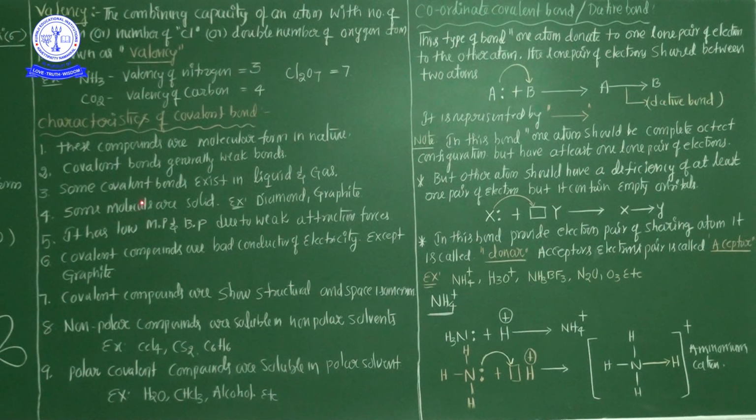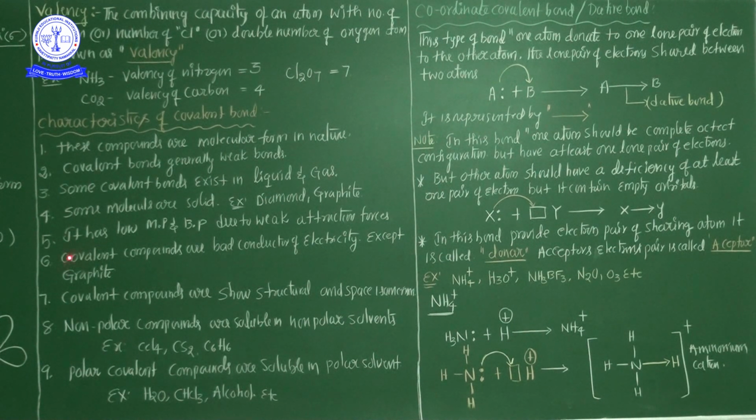But some of the covalent compounds exist as solids. The best examples are diamond and graphite. So mostly covalent molecules generally exist in the liquid and gaseous states, but a few exist in the solid state. The best examples are diamond and graphite.